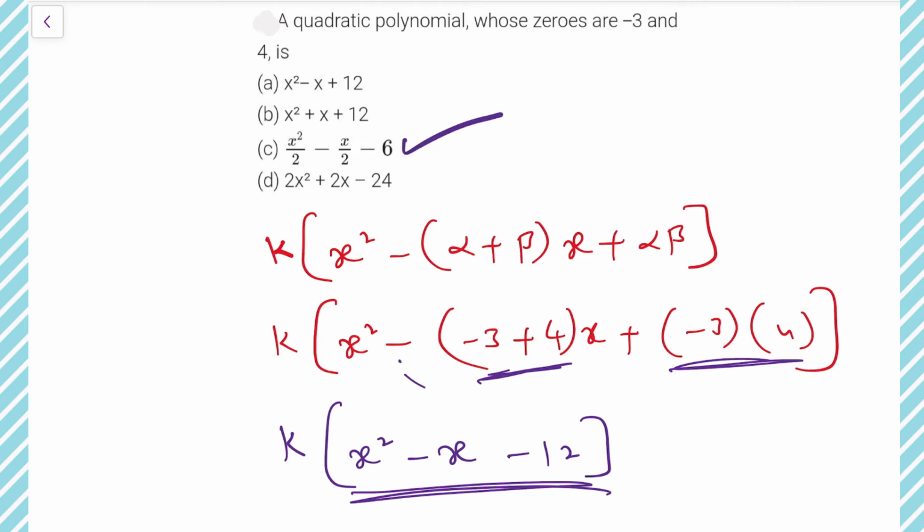Option C. Because here x square by 2 minus x by 2 minus x 6 is given. So if we simplify, we will get the same answer as x square minus x minus 12 as usual.